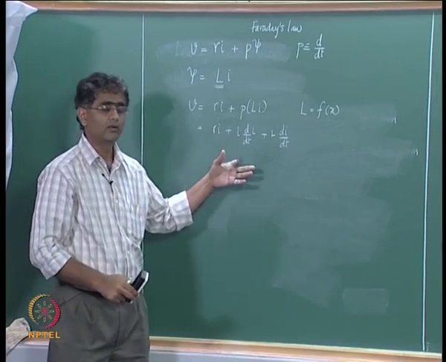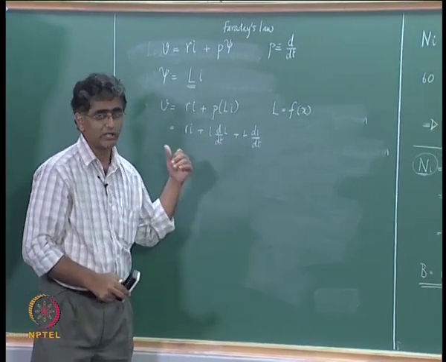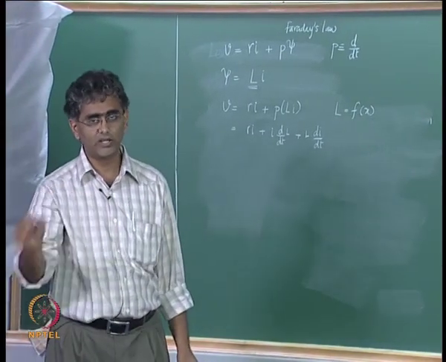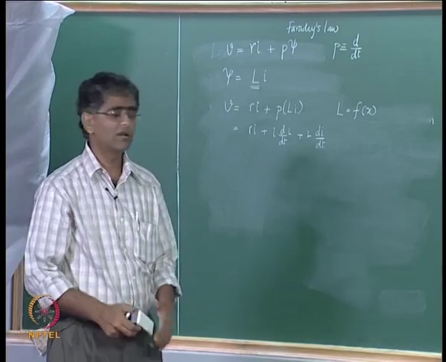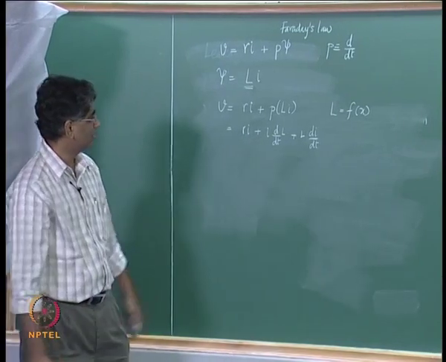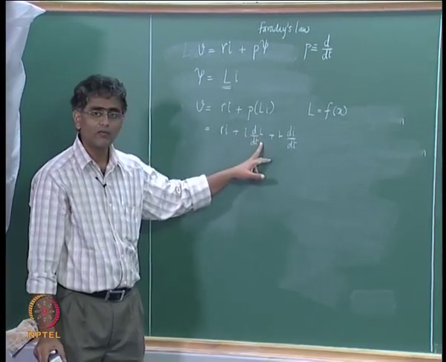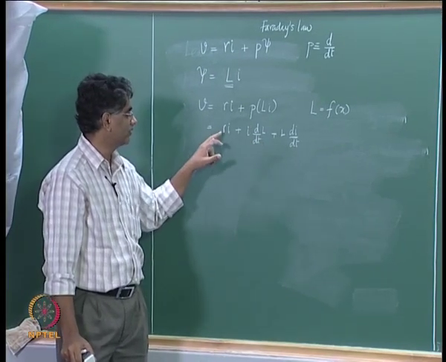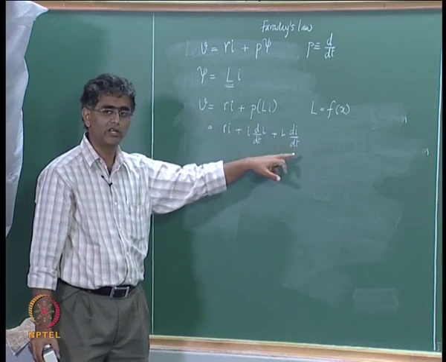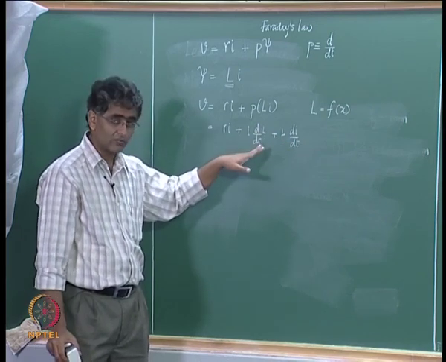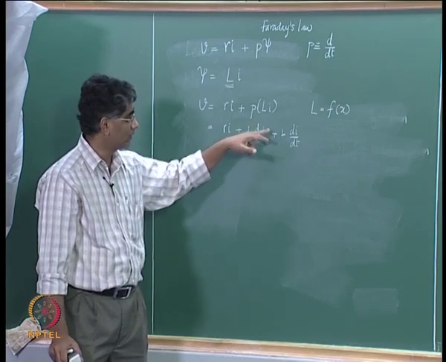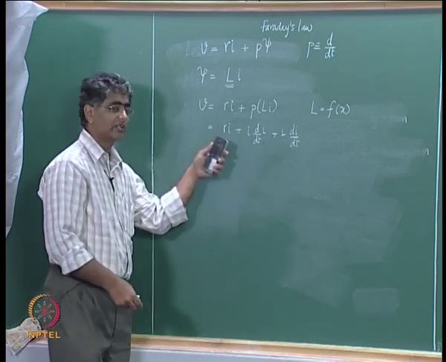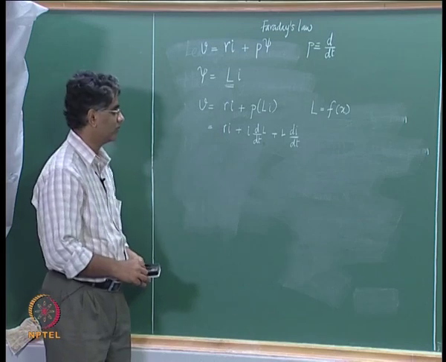Normally in network analysis, what you would have seen is V equals Ri plus L di by dt. Now that is true only as long as L is fixed. If L is a fixed number, then this term goes to 0, and you have the familiar Ri plus L di by dt. Now that L is not fixed, you have to account for this term as well. So this is the expression for input voltage.